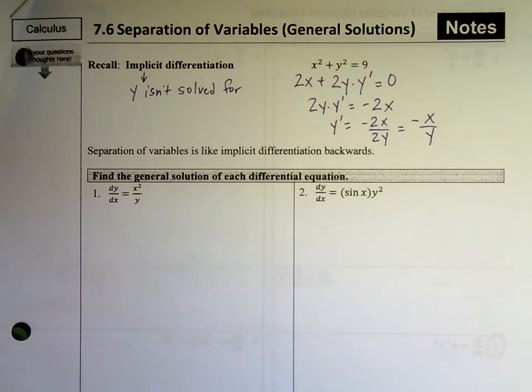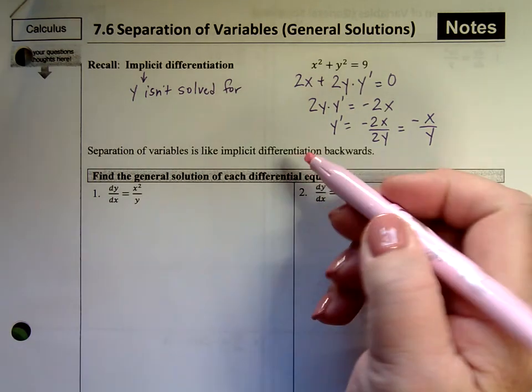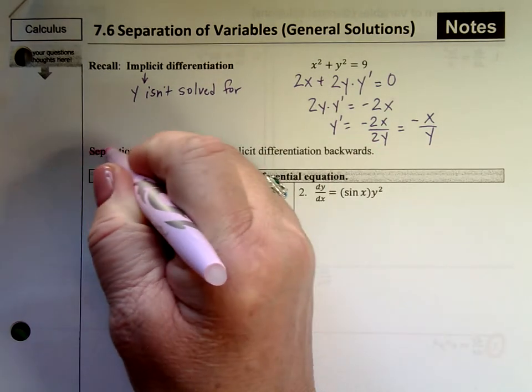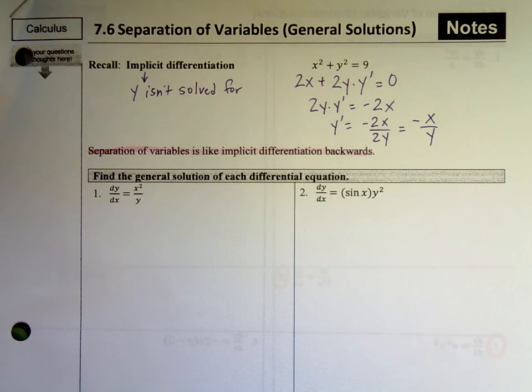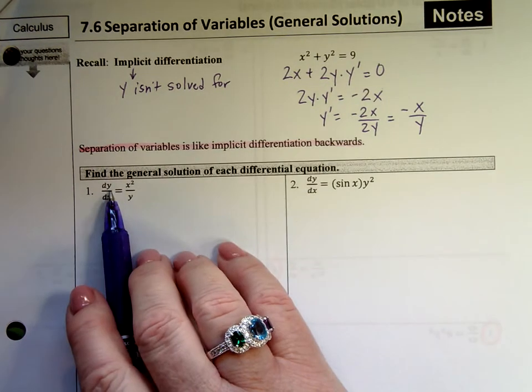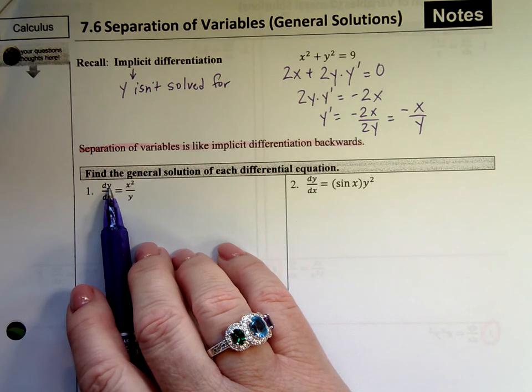All right, so here's the situation with separation of variables. It's like implicit differentiation, but backwards. Separation of variables is implicit differentiation, but backwards. Well, we can do that. So here's what you want to do. Separation of variables is exactly what it says: you want to separate the variables. You want to get the x's on one side and the y's on the other. We usually let the y's go to the left and the x's go to the right. It's almost like a proportion, as if it were an algebra equation.